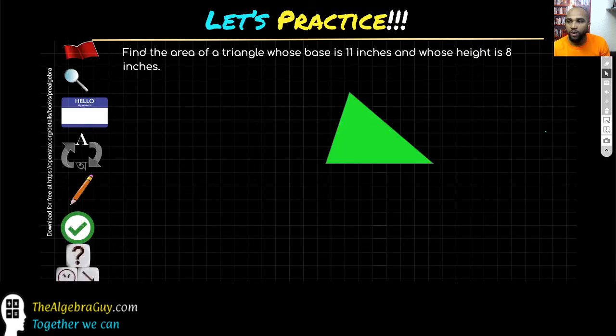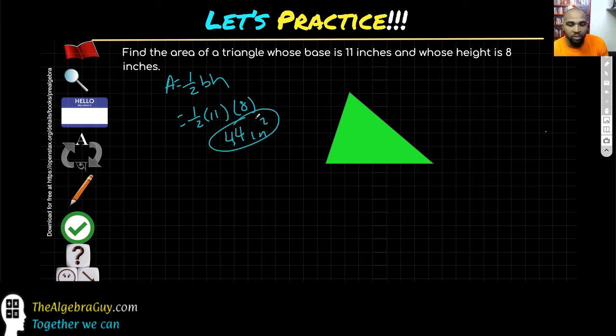All right, so now we're going to find the area of a triangle. Area equals 1/2 base times height. We know that the base is 11, so 1/2 times 11, and the height is 8. All right, they pretty much gave us that one. Well, 1/2 of 8 is 4. 4 times 11 is 44. So this is 44 inches squared.